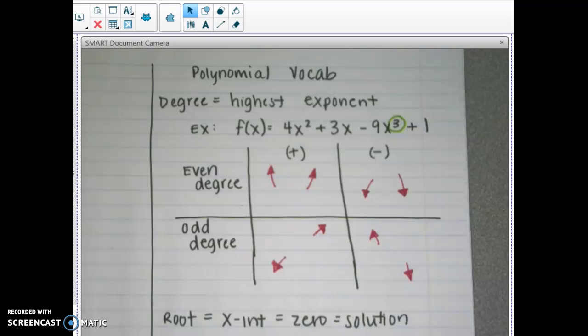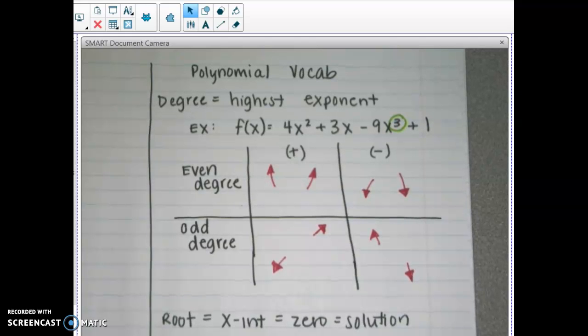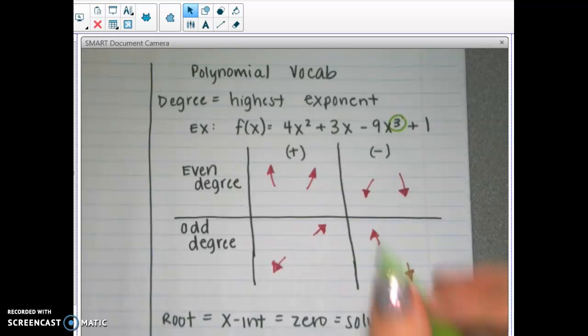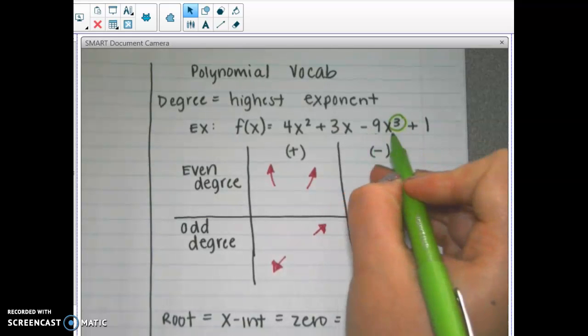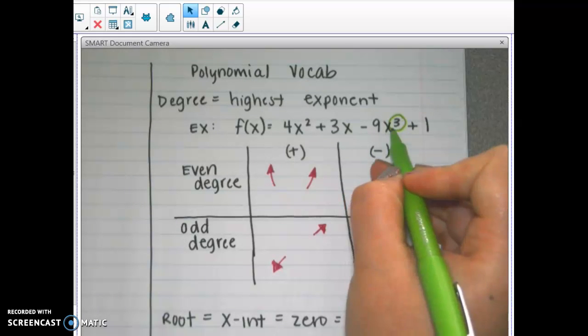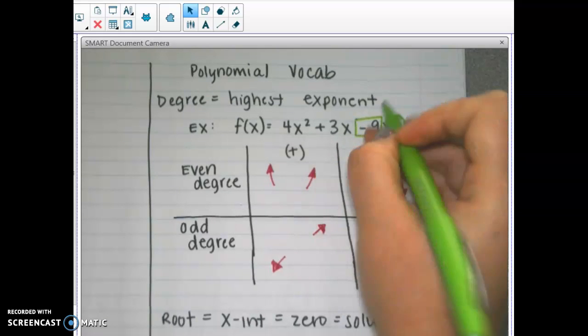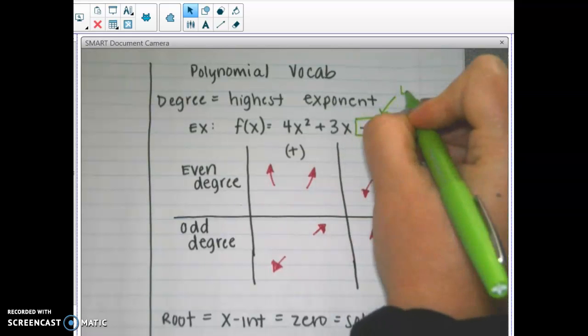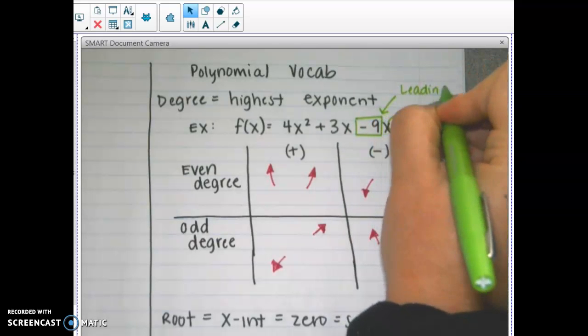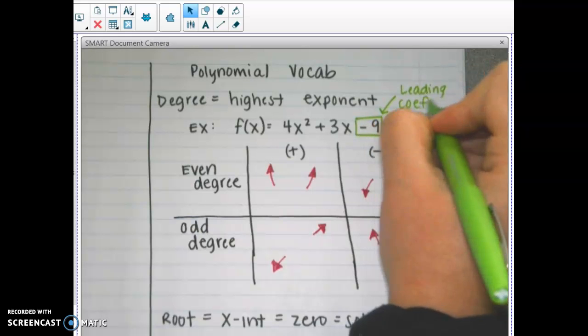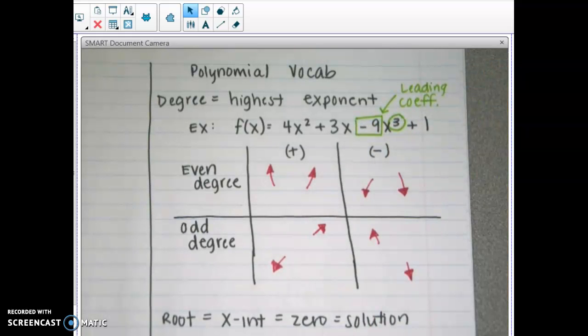You can tell a lot about the shape of a polynomial by the degree and by the leading coefficient. So again, the leading coefficient is not necessarily going to be the very first number that you see. The leading coefficient is in front of your x with the highest exponent. So for mine, -9 is my leading coefficient. And I'm running out of room, but leading coefficient.